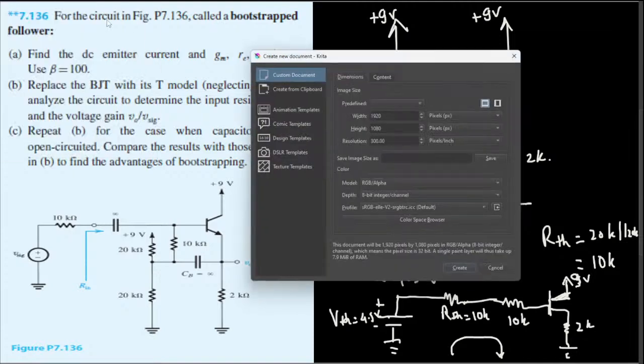Let's look at it in the next page. First, I write the equation for gm. gm is equal to IC divided by VT.